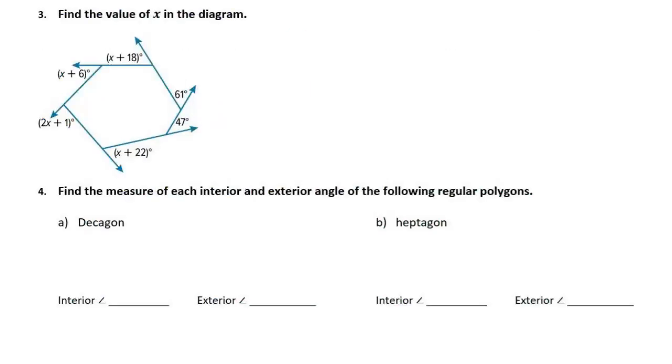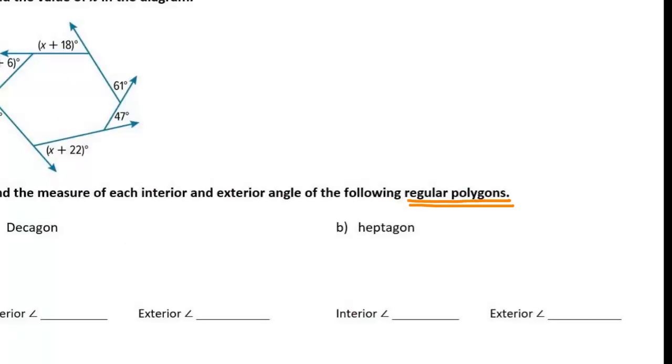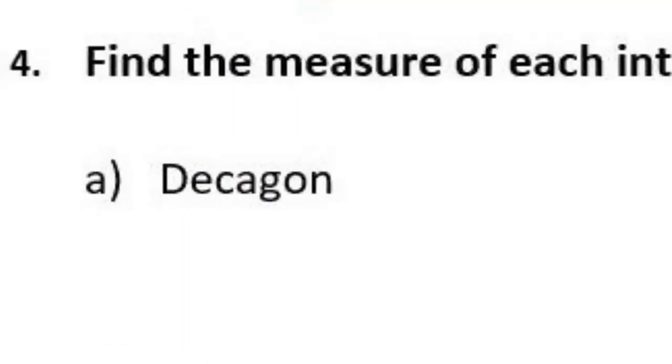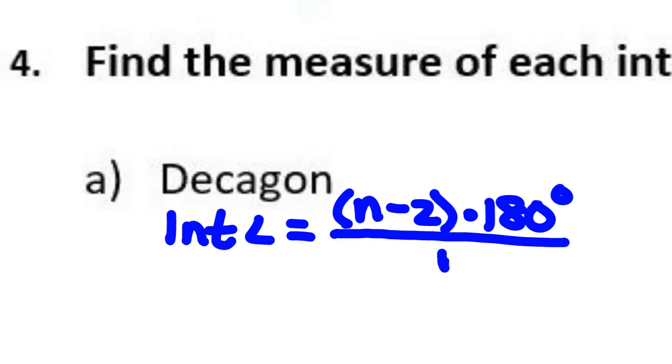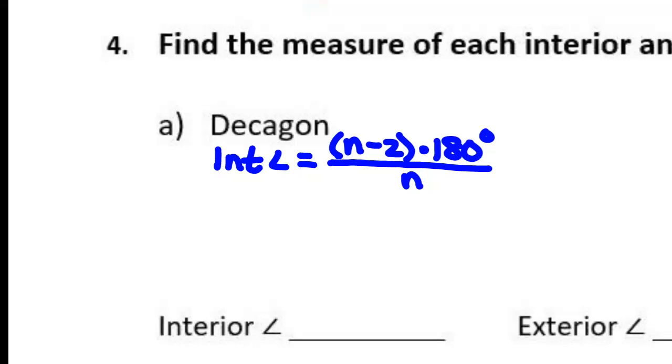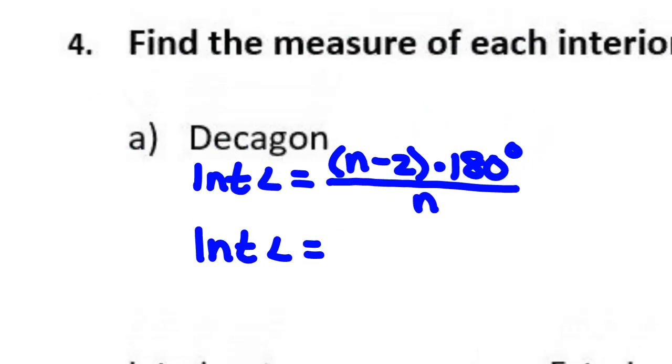Find the measure of each interior and exterior angle of the following regular polygons. So the only reason we are able to do this at all is because these are regular polygons. To find the measurement for an interior angle, we do n minus 2 times 180. That gives me the sum of all the interior angles. And then if I want just one, I divide it by the number of sides I have. And this only works because it is a regular polygon. If it's not a regular polygon, I cannot use this formula.